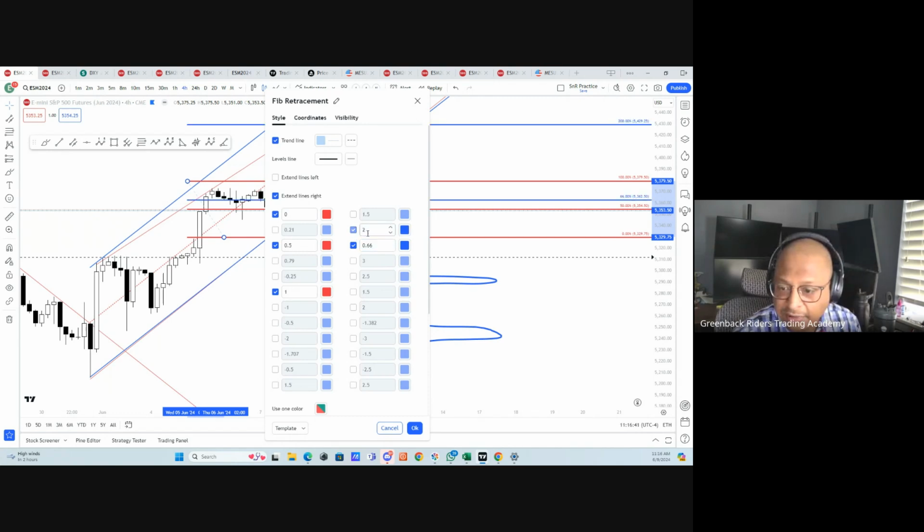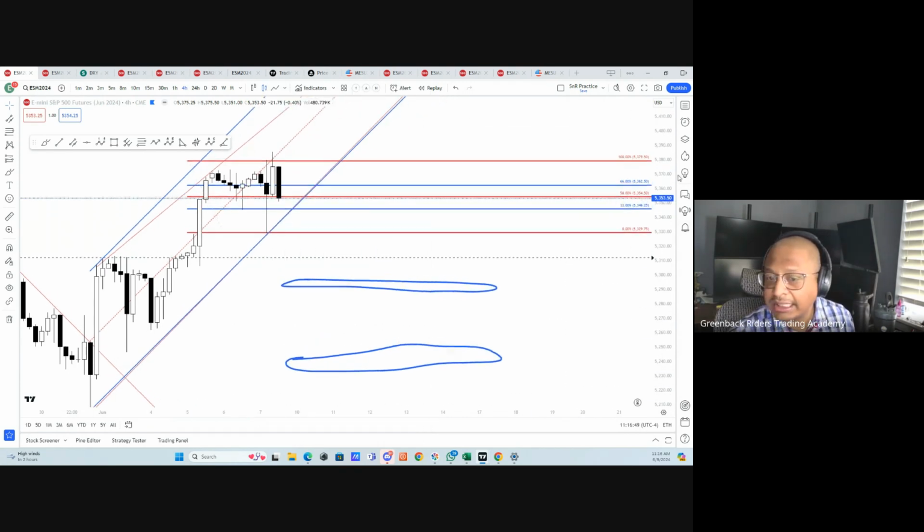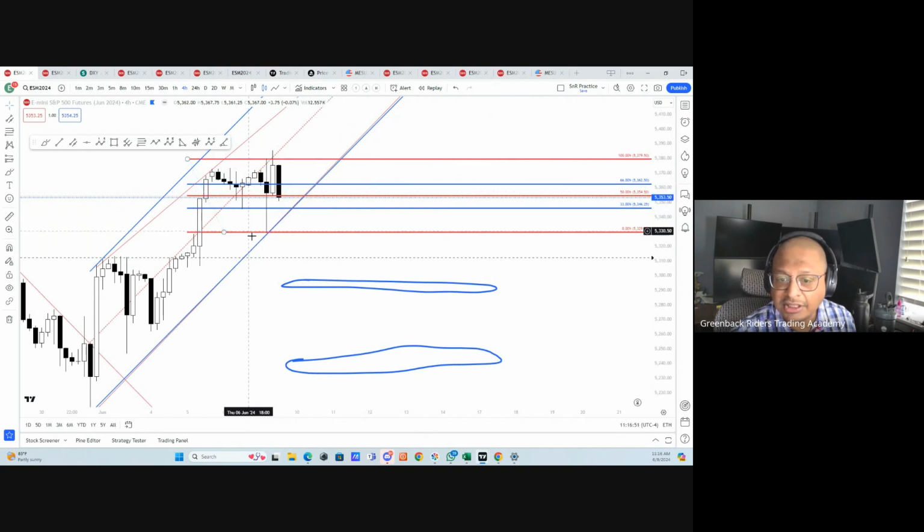0.66, and let me make one more as 0.33. Okay, so this is my sell zone, this is my buy zone, correct? So we were already in the buy zone. Now, after I have done this, I go back to the 1 hour chart.